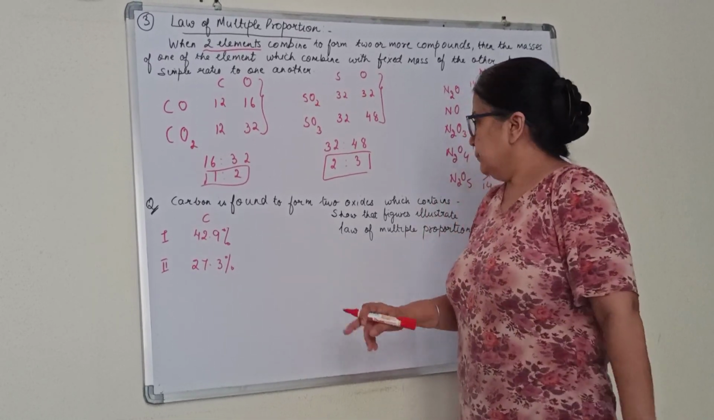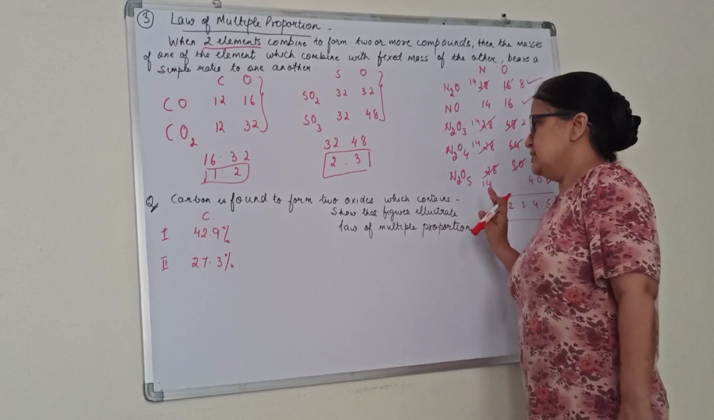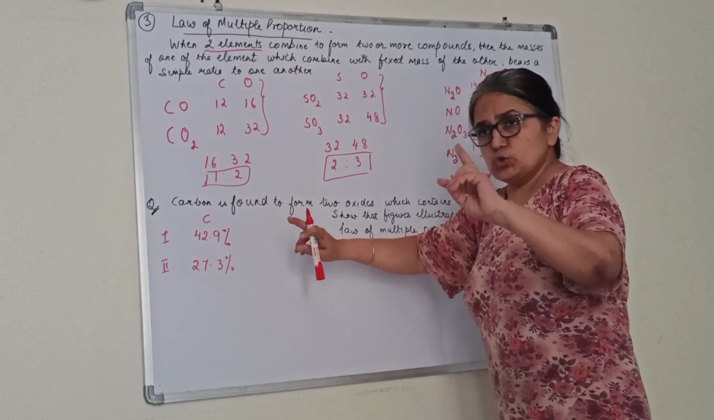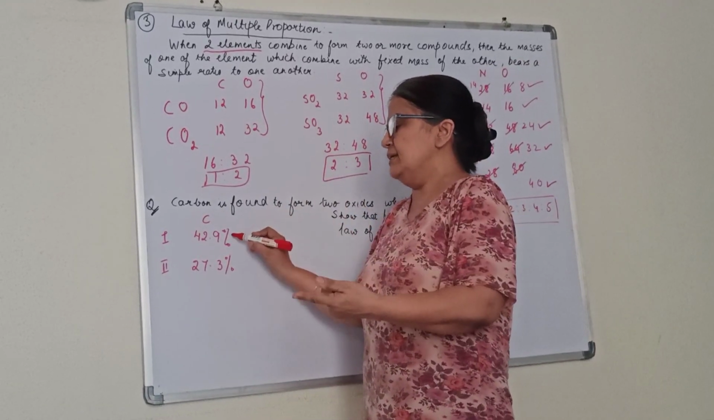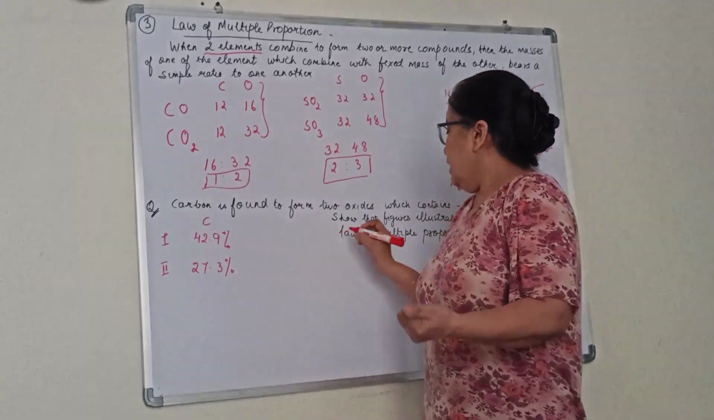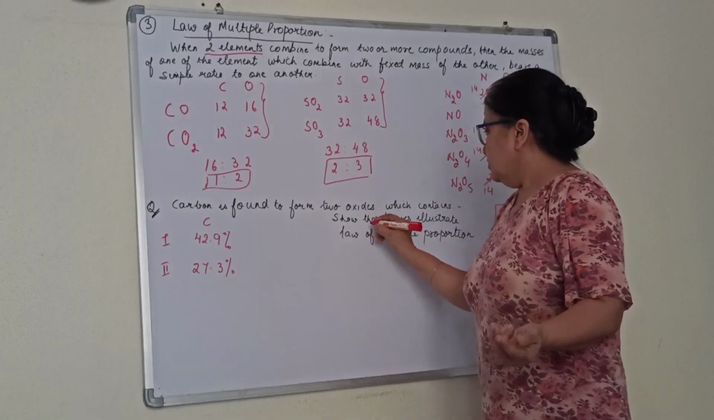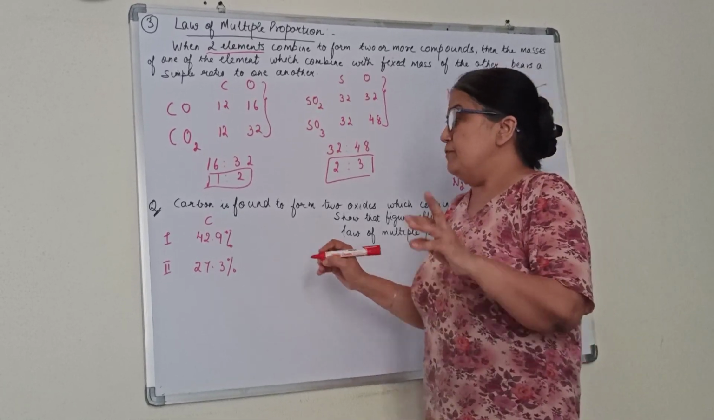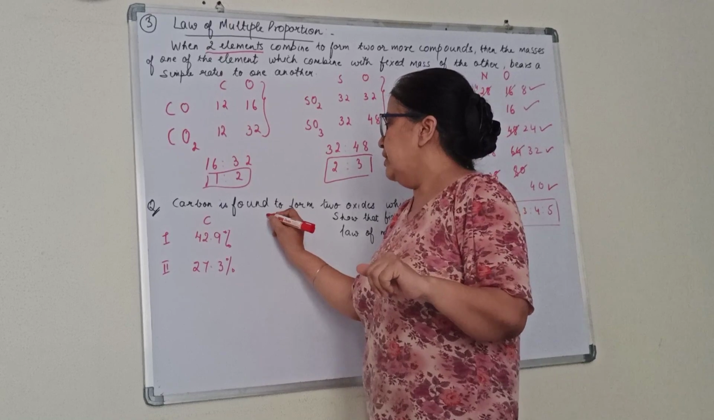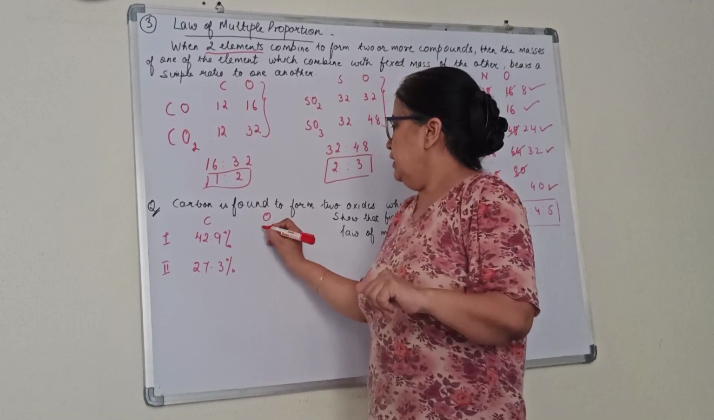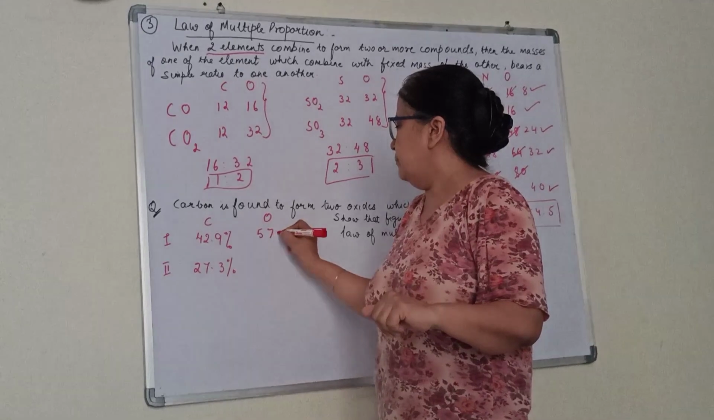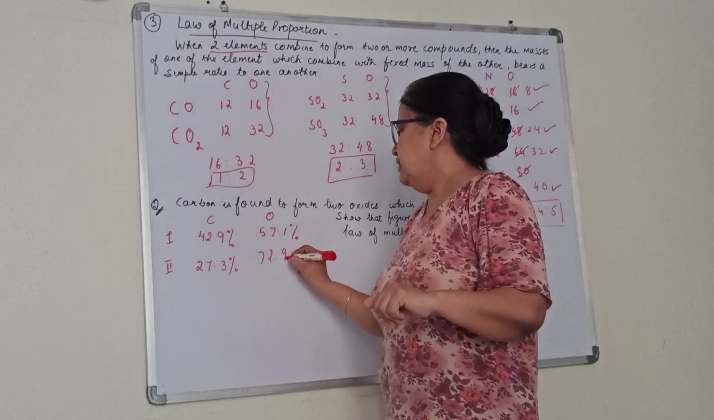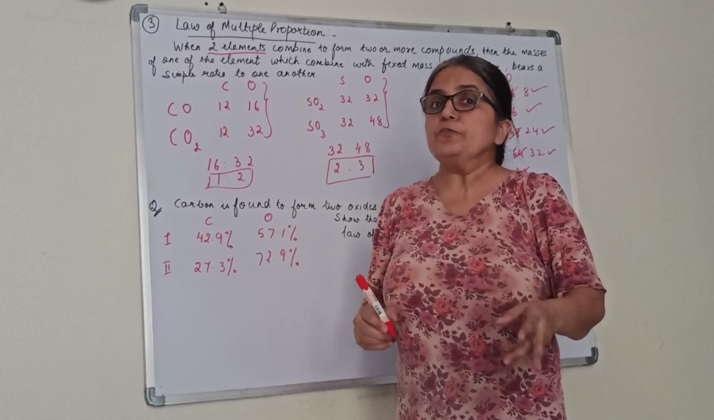Let's take another example now. A numerical is there. Carbon forms two oxides which contain this much percent carbon. There are two oxides. In the first oxide, this is the carbon. In the second oxide, this is the carbon. The question says, show that the figures illustrate the law of multiple proportion. Now children, if we know the carbon amount, we can find the oxygen amount in it. Here, it will be 57.1%. If you subtract it from 100, this will be 72.9%. Now, how do we fix this?